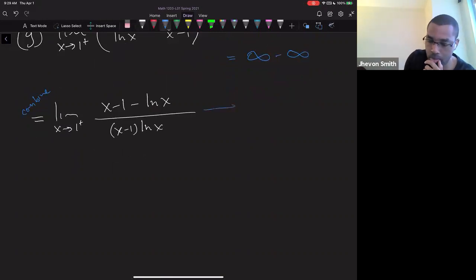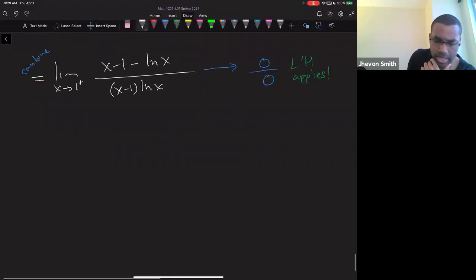What happens now? As x approaches 1, x minus 1 would approach 0, ln of x will approach 0, so that gives us 0 in the top. As x approaches 1, x minus 1 is 0, ln of 1 is 0, so I have 0 times 0 in the bottom, that's 0 over 0. L'Hopital's applies. So let's actually do that.